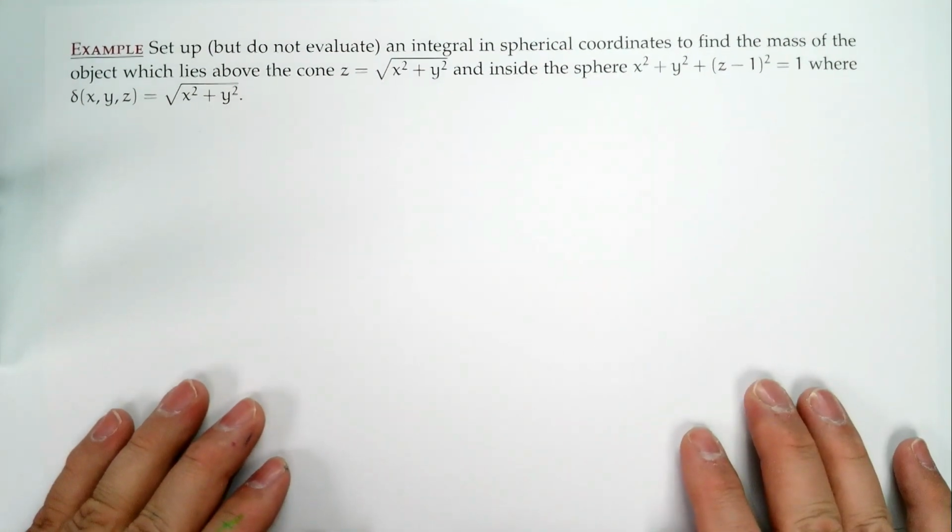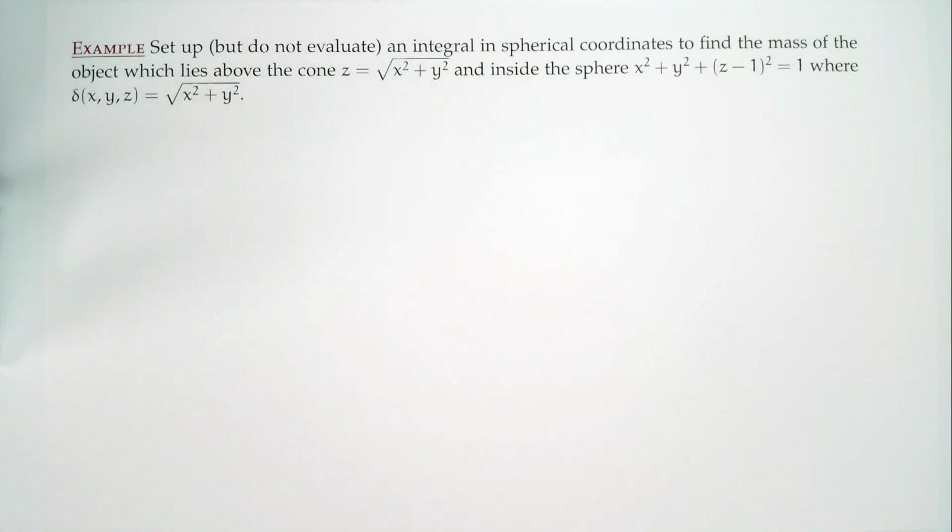Set up, but do not evaluate, an integral in spherical coordinates to find the mass of the object which lies above the cone z equals the square root of x squared plus y squared, and inside the sphere x squared plus y squared plus (z minus 1) squared equals 1, where the density is the square root of x squared plus y squared. Okay, let's start figuring out what we need to do.